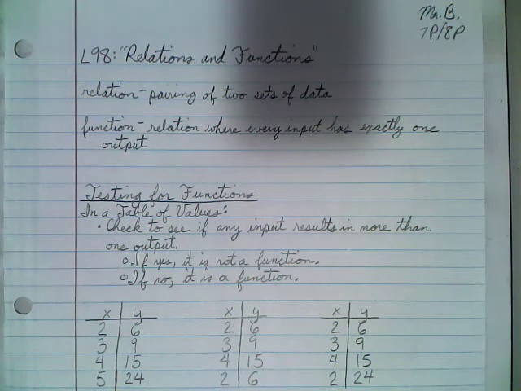A function is a special type of relation. A function is a relation where every input has exactly one output. Exactly one output.